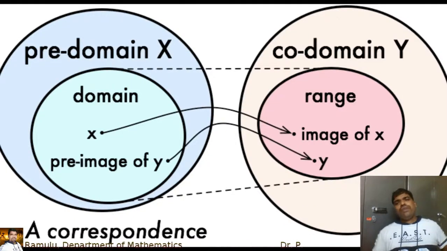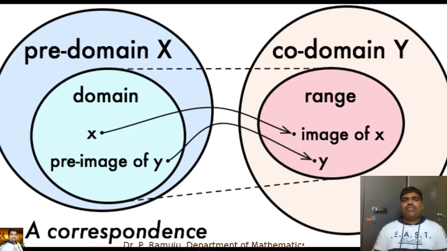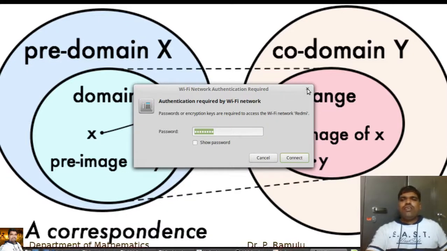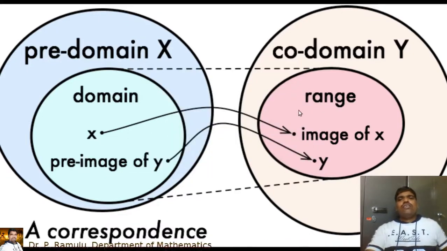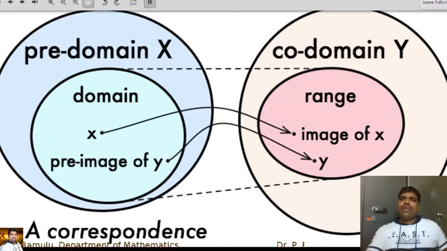So in functions, what is the process that is happening? Here I'm taking this set capital X, and on this side I'm taking capital Y. This is capital Y, and this is capital X. So I'm defining the correspondence f from X to Y.